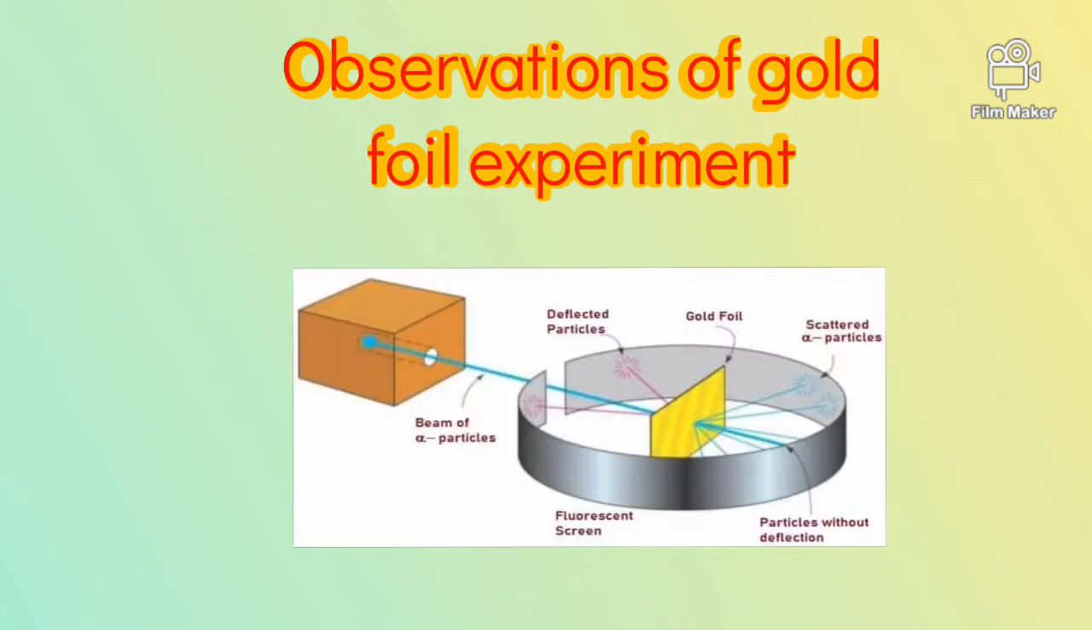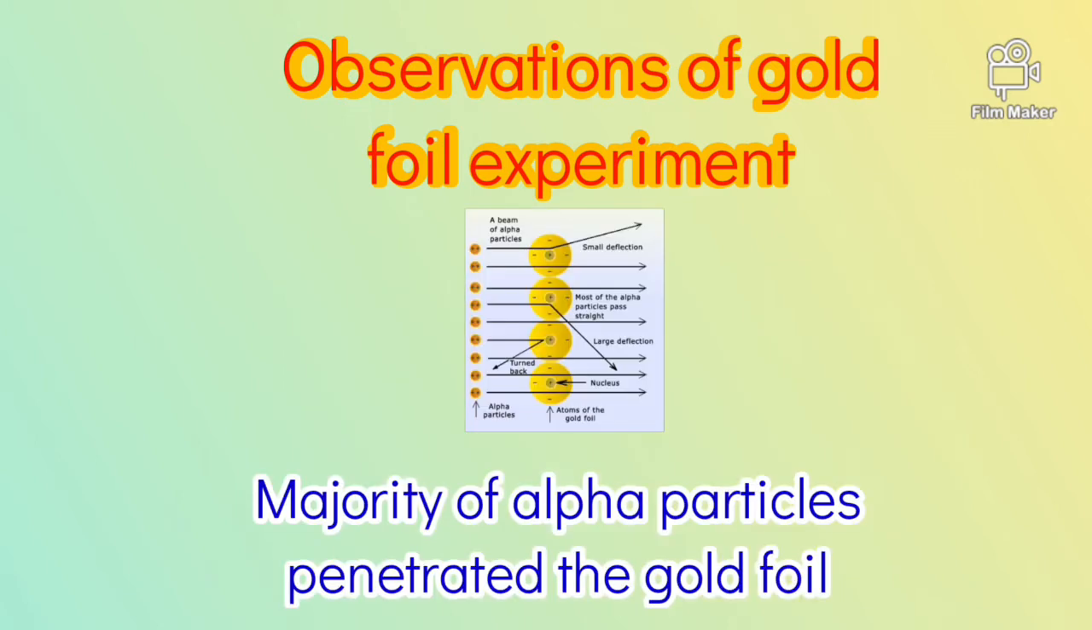Okay. Then the alpha rays were used for the gold foil experiment, which was done by Geiger and Marsden. What are the observations of the gold foil experiment? You can see the diagram. The diagram shows the observations of the gold foil experiment.